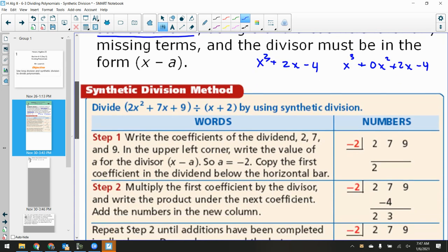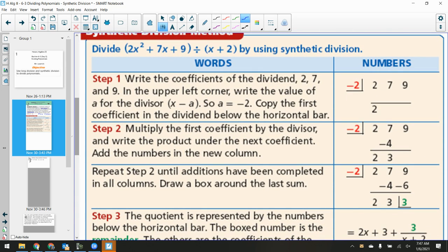All right. So here's the method. Now, this looks really confusing. It looks just like a weird arrangement of numbers in the end. But I got to tell you, the process is pretty slick. So here's what we do. This is the example that we're working with. I'm dividing 2x squared plus 7x plus 9 by x plus 2.